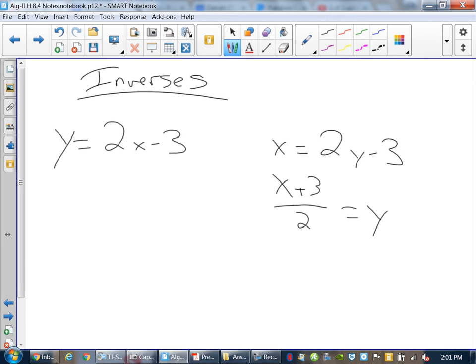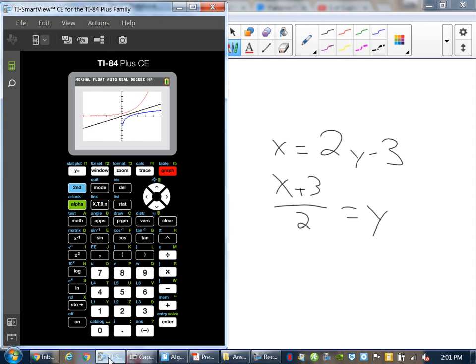Also, yes, sir? The intersection of those two lines would be 3, 2. I don't remember, but yeah.